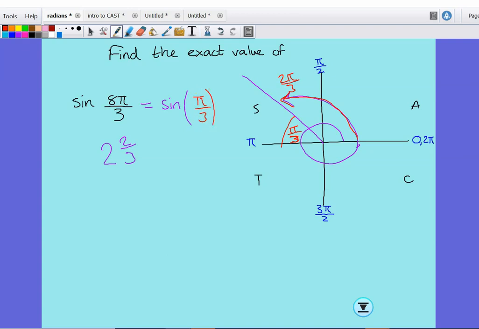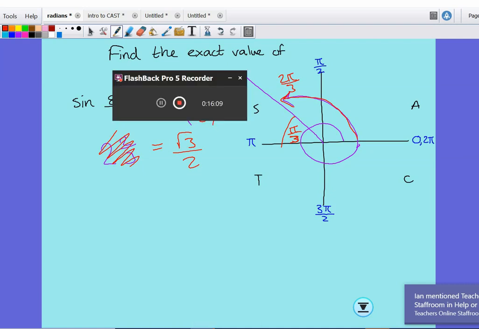Okay. And so there you have it. And sine pi over 3, we just did that one earlier, is root 3 over 2. Just going to get rid of that because that makes no sense with that equal sign there. And there you go. So hopefully that makes perfect sense. It's just time for a bit of practice.